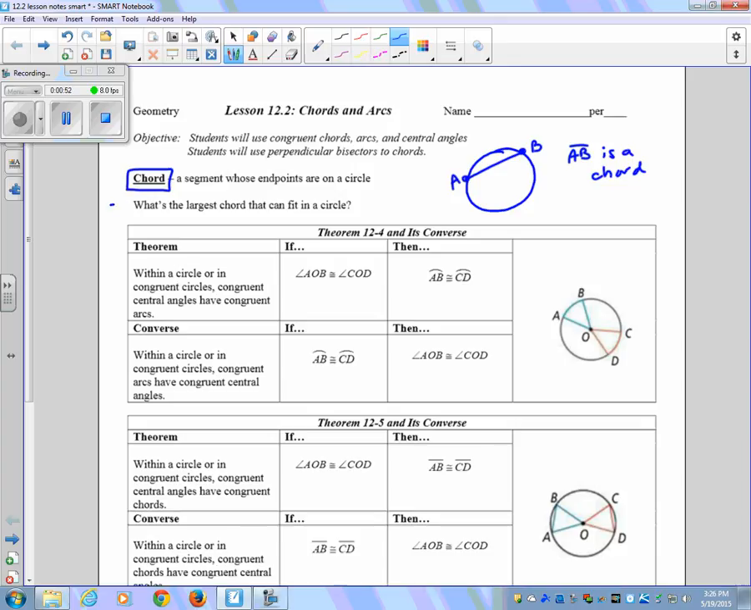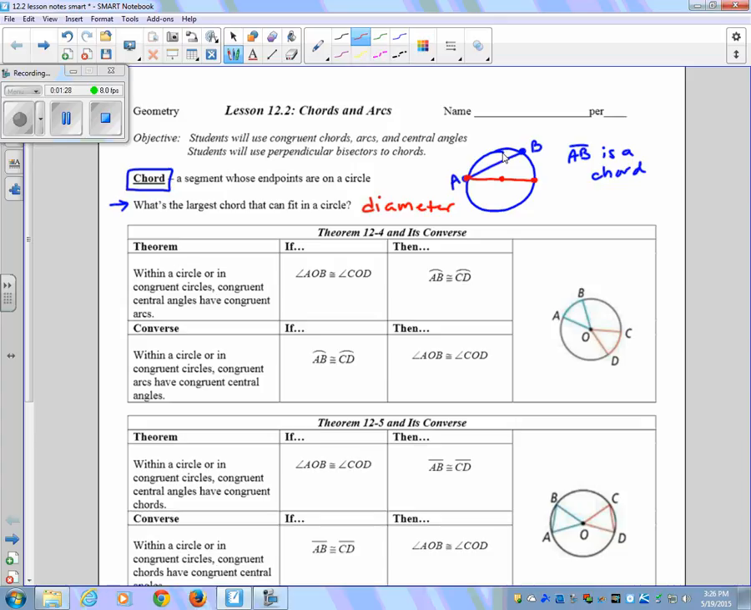So this is an interesting question. What is the largest chord that can fit in a circle? When you think of what it would be, the largest chord would go across the widest part of the circle. What would we call that chord? The diameter. It goes right through the center. The diameter is a type of chord. So if there's ever a time where they ask for chords from a given circle, a diameter could be listed as one of the chords.